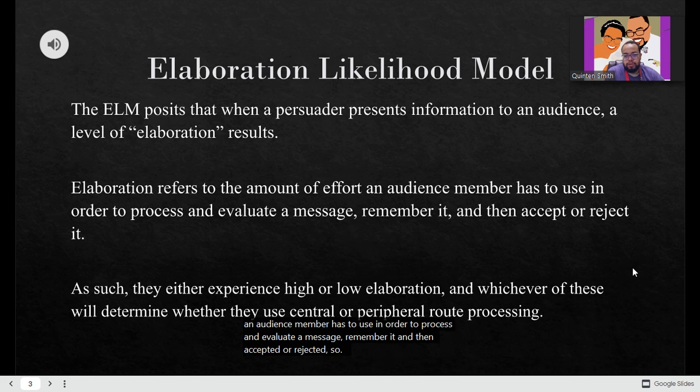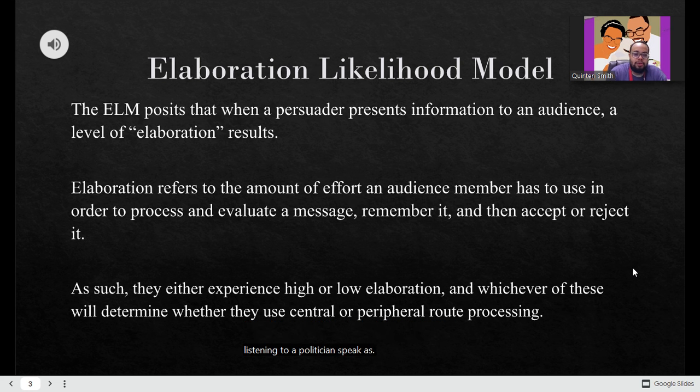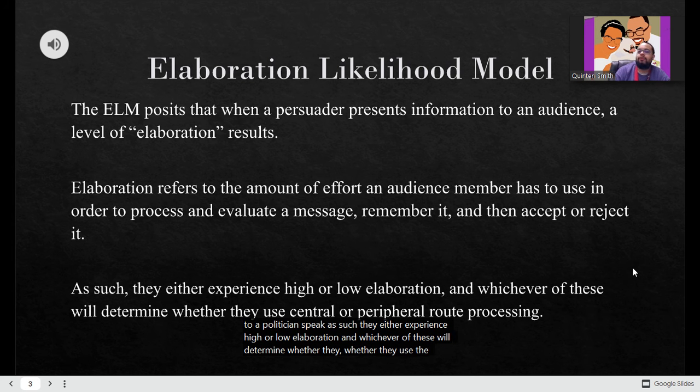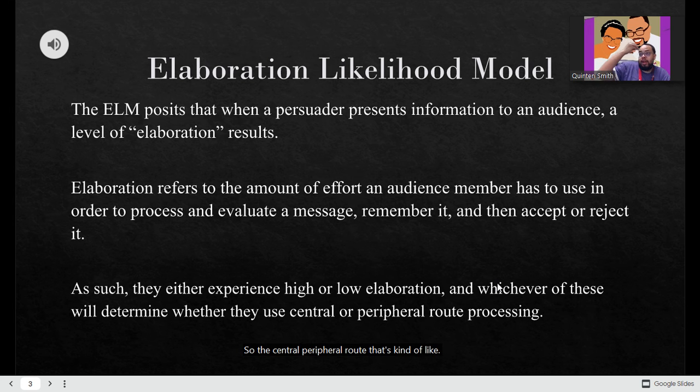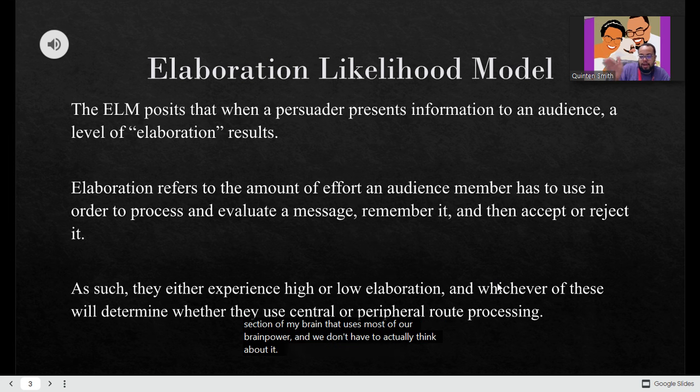So commercials usually have a really, really low level of elaboration, right? Because it's just like, here's the thing, this is what it does, here's what it costs, go buy it. But sometimes you might have to make a deeper decision about that, such as if you're listening to a politician speak. As such, they either experience high or low elaboration, and whichever of these will determine whether they use the central or peripheral route processing. So the central route is kind of like the section of our brain that uses most of our brain power, and if we don't have to actually think about it, then it's going to take the peripheral side.